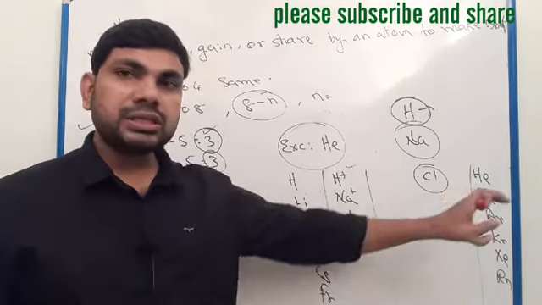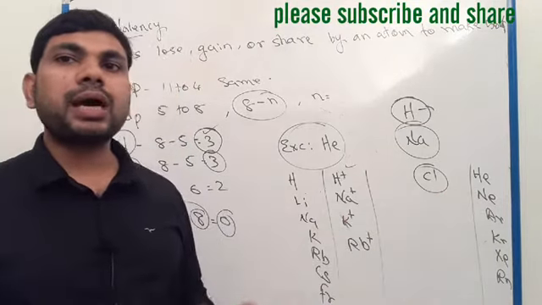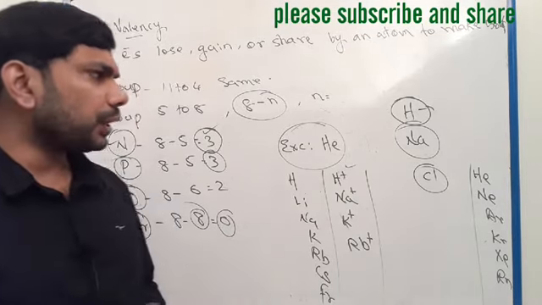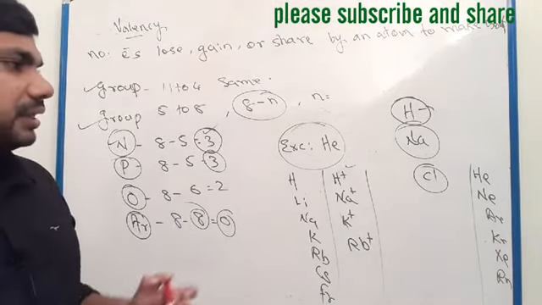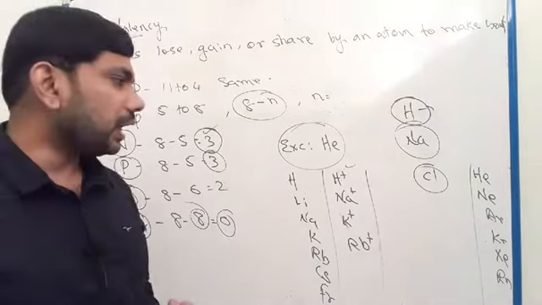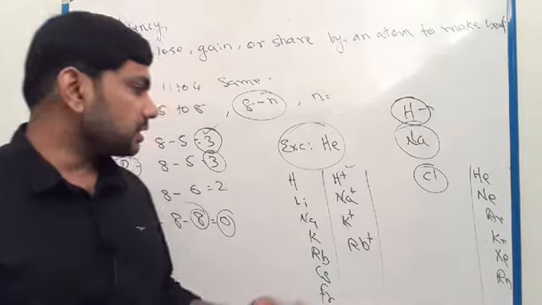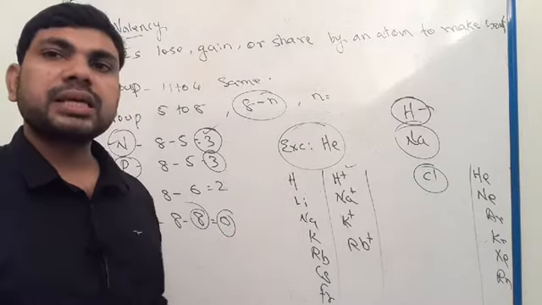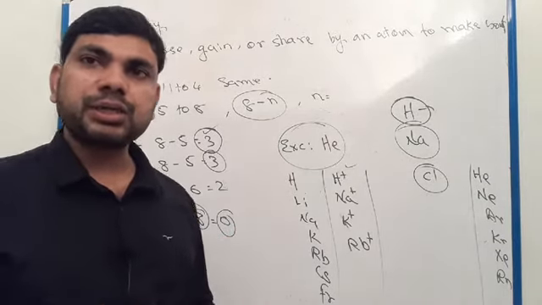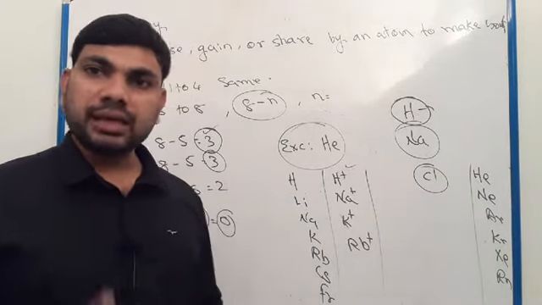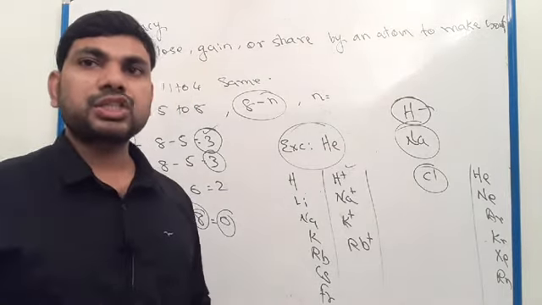Here helium, it is group 8, so its valency is 0. You understand? So accordingly you can find its valency. Here I told you, using valency you can find its charge. These are metals. All metals have positive charge except hydrogen. Hydrogen is a non-metal. Its valency is 1, and it is plus 1 charge.